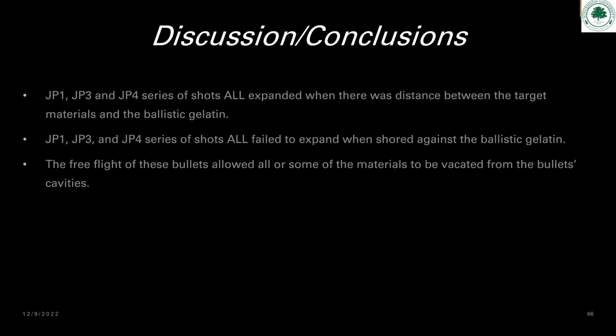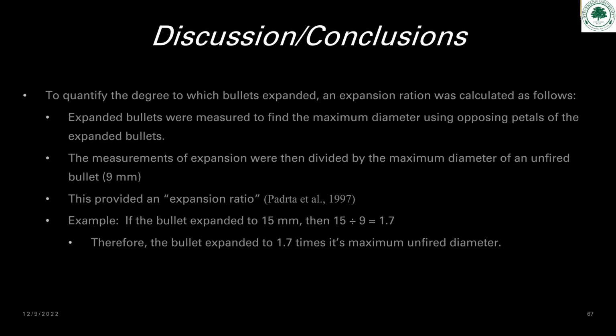JP 1, 3, and 4 all expanded when there was distance between the target material and the gelatin. And 1, 3, and 4 all failed to expand when they were shored against the gelatin. So the free flight of these bullets allowed some or all of the materials to be vacated from the bullet's cavity. So when it was 7 feet away, after it passed through those materials, it was able to empty the cavity out, perhaps, and that's why they expanded.